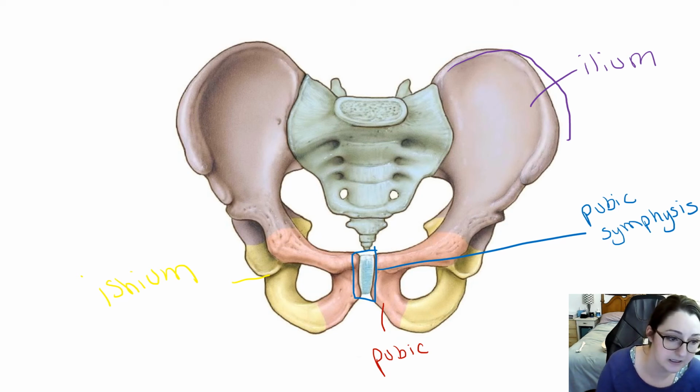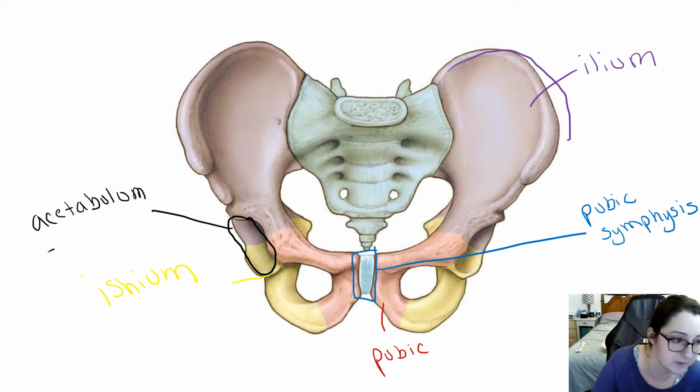And then last but not least, make sure you know that this little kind of cup-like structure is going to be the acetabulum. And that is where the femur, the head of the femur, is going to fit into.